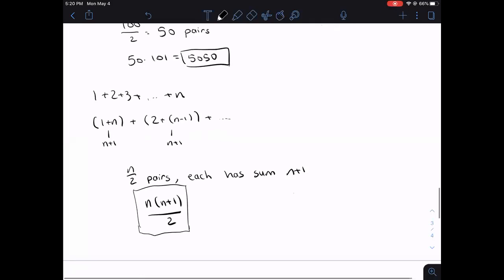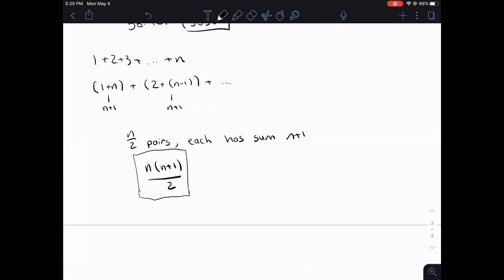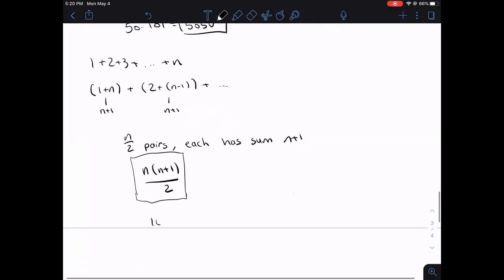So let's test this for the case before, where it's 1 plus 2 plus all the way to 100. So we get 100 times 100 plus 1 over 2, which is 5050. So we get the same result pretty quickly.